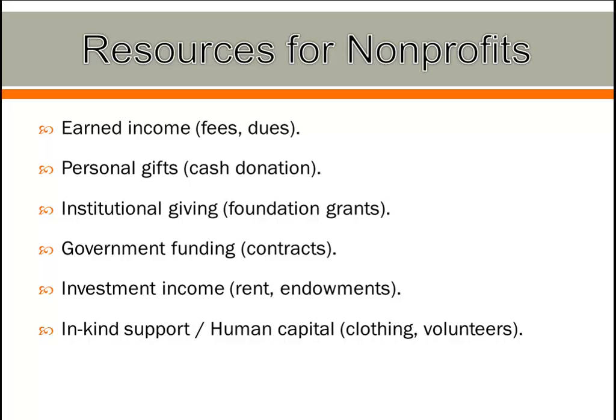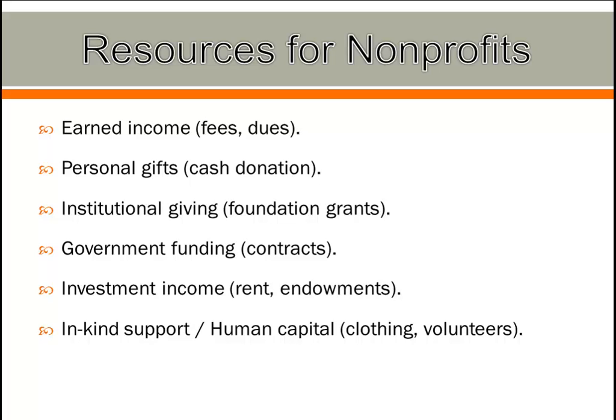So you've got earned income, which can come in the form of fees or membership dues, personal gifts, like a cash donation. You have institutional giving, like a foundation grant. You have government funding, which can be like a grant or government contract. You have investment income, which can be an endowment or, let's say, rent if they own property. In-kind support, human capital. This is a more dynamic category. Not just clothing, but it could be canned goods, volunteers. A little harder to quantify those, but very, very important.